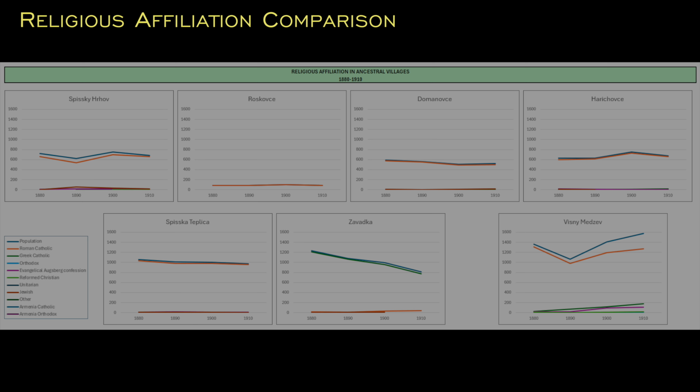In the case of Rožkovce, there is effectively only one line because the total population and the Roman Catholic population are exactly the same for this entire period, with the total population also remaining below 100 for the entire stretch. Spišská Teplica is similarly almost entirely Roman Catholic, while Zavadka is almost entirely Greek Catholic, as discussed in the Slovakia Ancestry Adventure series. Vyšný Medzev presents an interesting dynamic. Over time, less and less of the total population is claiming Roman Catholic affiliation, with Greek Catholics and Protestants combining to make up about a quarter of the total population by the end of the period.